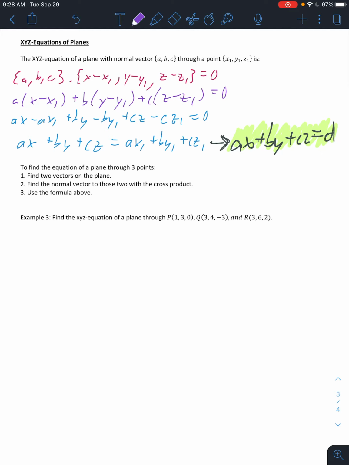All right, so we're going to look at example 3 here. We're going to find the XYZ equation of a plane through those 3 points. Up above you can see I have little instructions on how to do that. I'm going to find 2 vectors in the plane, find the normal vector to those vectors, and then use that formula we just came up with above. Technically you could use 6 different vectors, because you could go PQ or QP, QR or RQ, PR or RP. It doesn't really matter. There are different answers, but it should all work out the same way. So I'm going to do vector PQ.